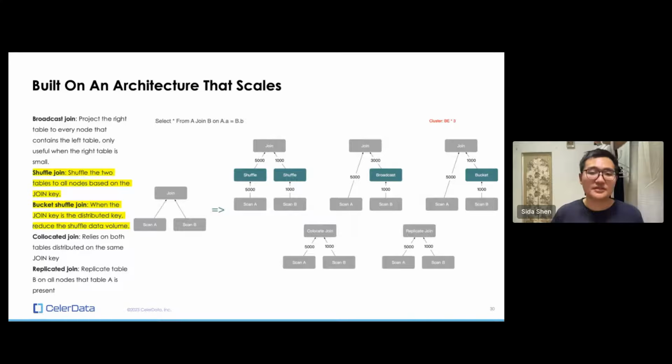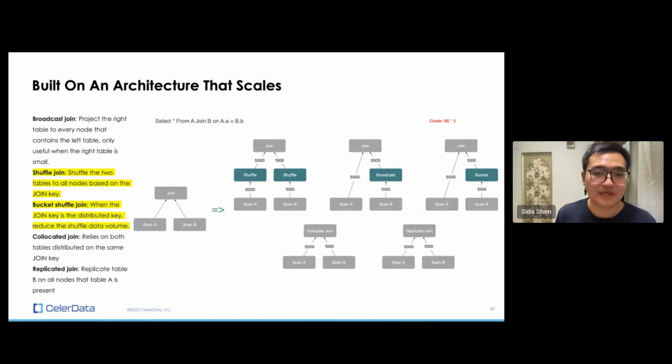Let's take a look at what we just talked about: broadcast join, shuffle join, bucket shuffle join, collocated join. Oh, and replicated join. Replicated join is actually just a pre-computed broadcast join. During data ingestion, you just replicate the right table into every one of your nodes. So basically, you use your hard disk, replicating the tables without the ability to do data shuffling.